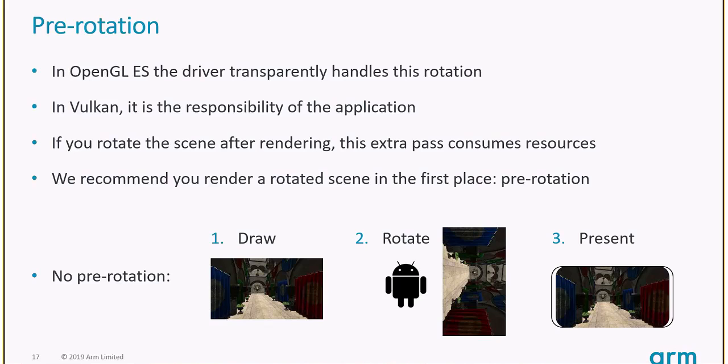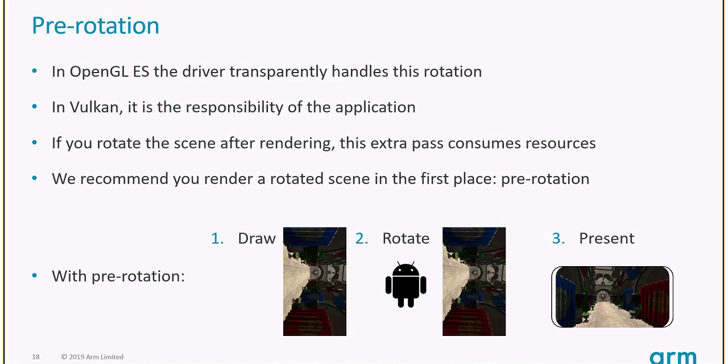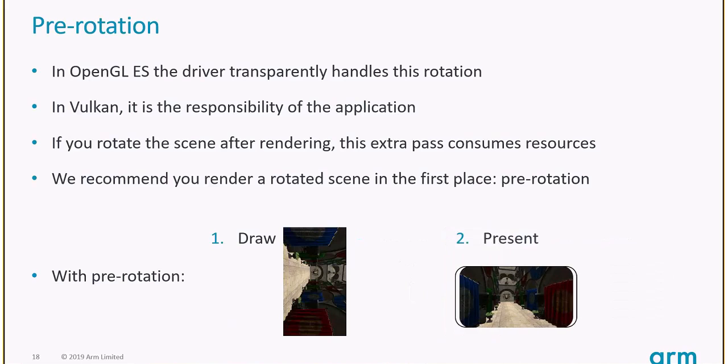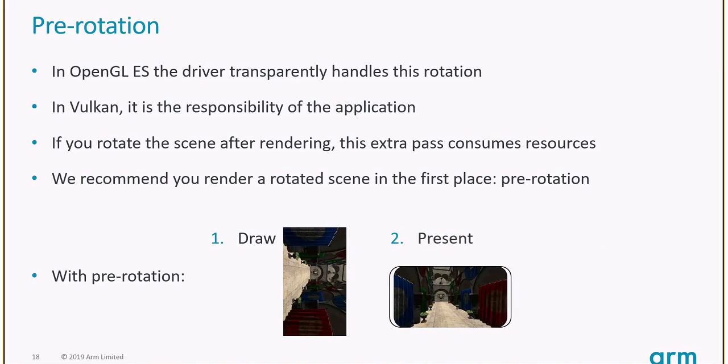In order to avoid all these kinds of issues, what you can do is take care of the rotation yourself. So as you can see now, if you use the pre-rotation method we recommend, you're going to draw the image already rotated, and Android will have to do no work at all. It can just present the image as it is, and this is going to be the most efficient way possible to handle that. This is all good, but it doesn't mean it's easy to do, because you actually have to draw the image in a rotated fashion.